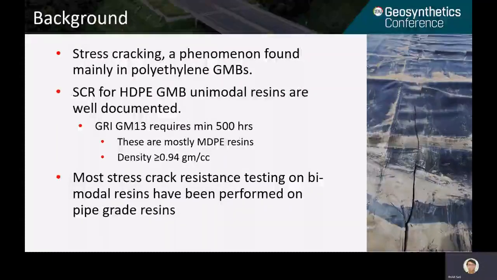So most stress crack resistance testing on bimodal resins has been performed on pipe grade resins that are reported to have high resistance to primary exposures that led to failures in high performance polyethylene piping applications. Some of the notable material properties for the pipe manufacturers include slow crack growth, rapid crack growth, and also resistance to defects and external damage.